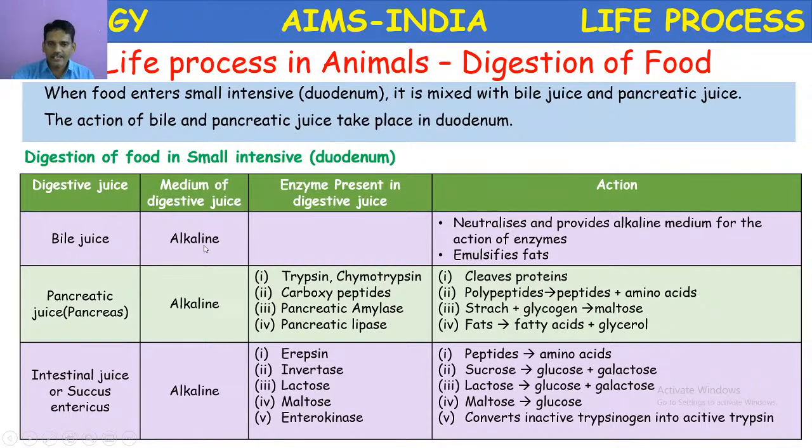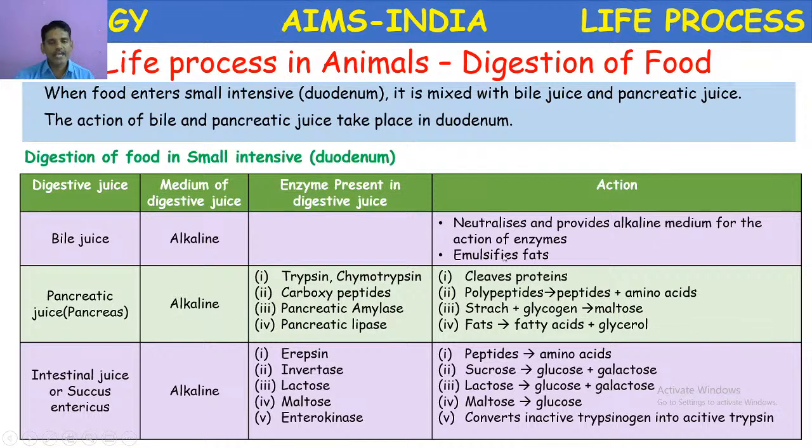The bile juice is alkaline in nature. It consists of bile salts and bile pigments. The bile salts are sodium cholate and sodium deoxycholate. The main function of this bile juice is that it neutralizes and provides an alkaline medium for the action of enzymes present in the duodenum. And it also emulsifies fats. Emulsification means the complex fats are converted to microcolloidal substances, small particles, by the action of bile salts.